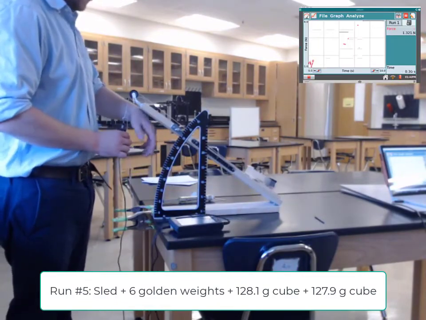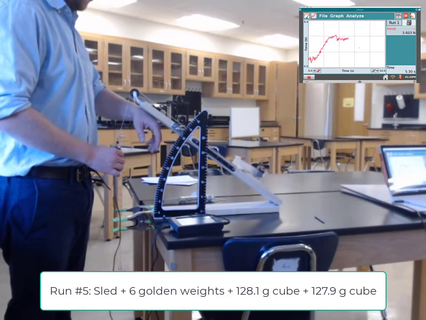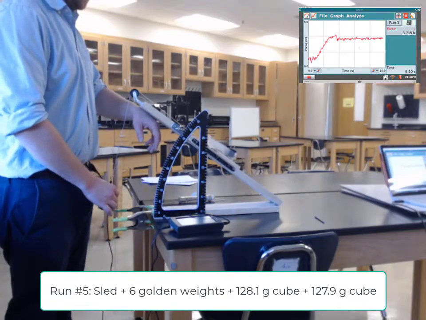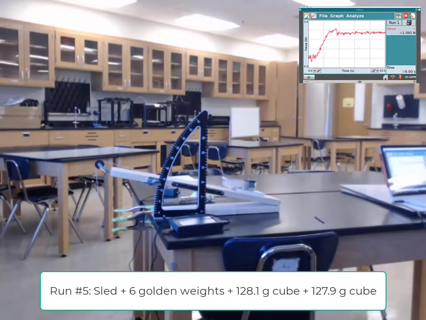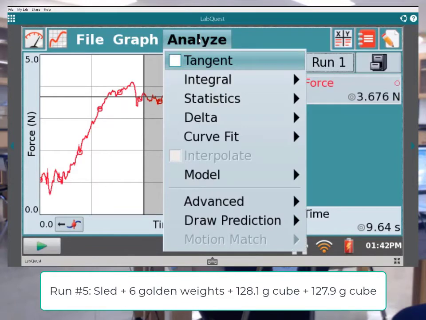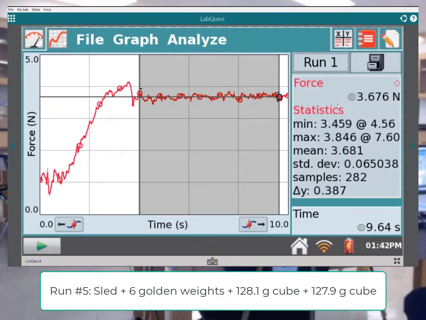All right, let's see what we get here. All right, that looks like a really good graph, actually. That's plenty to analyze. Let's see what we got. This is again for what we were calling run number 5. So this is the second to last run I did again.